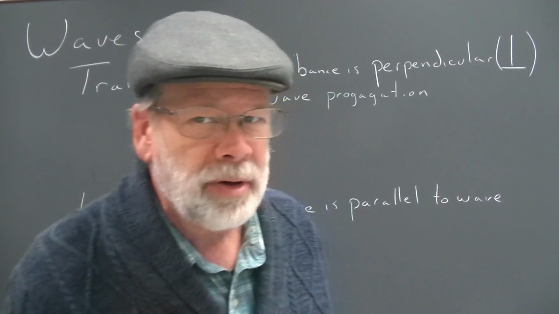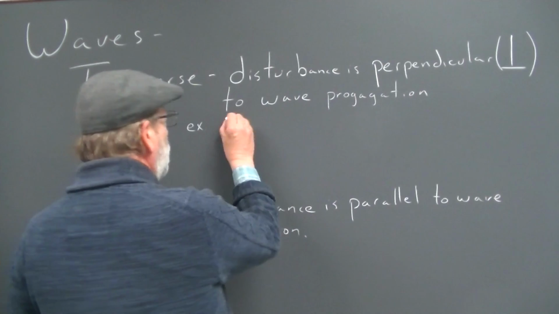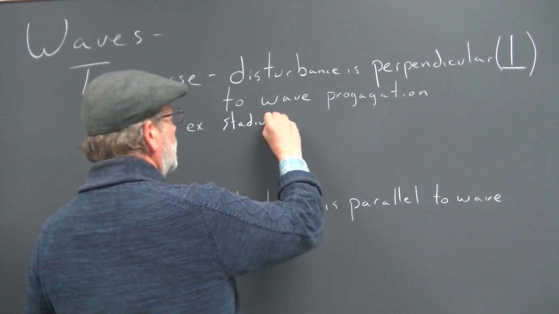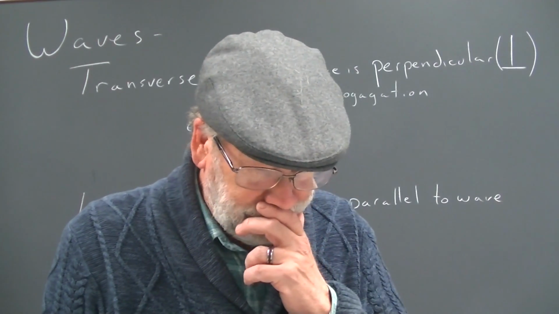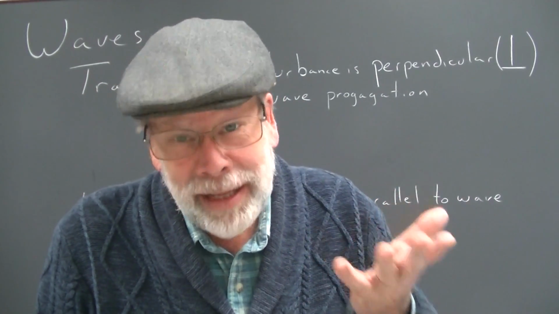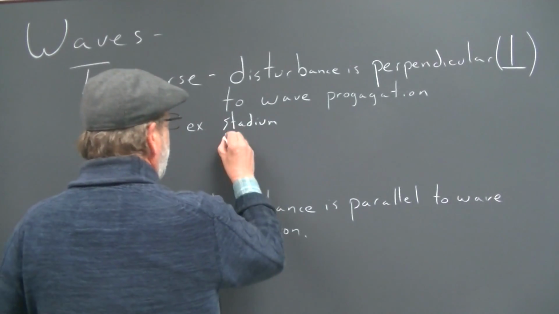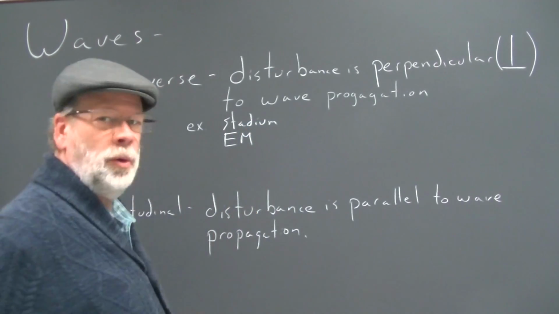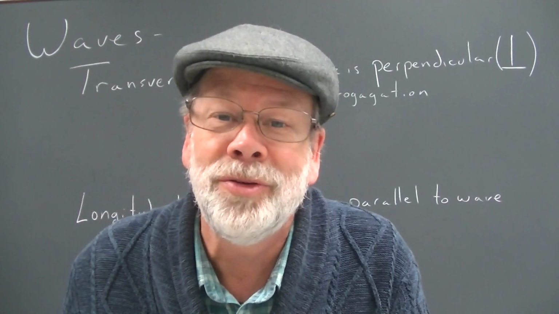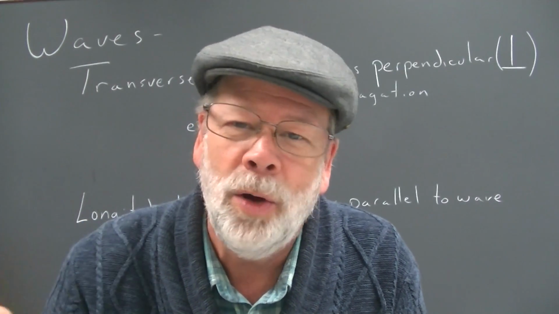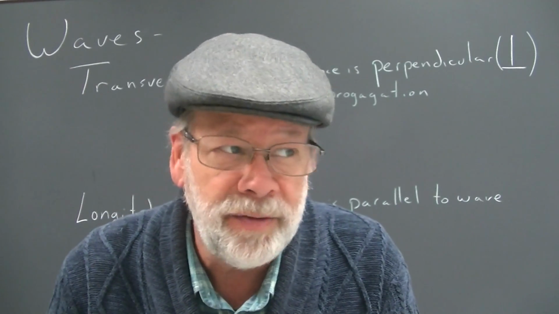All right, some other examples of transverse waves. So we have the stadium wave. What other examples do we have? Well, an electromagnetic wave is exactly a transverse wave. All right? So the electromagnetic wave, in other words, light and all its close brothers, radio waves up to gamma rays, all of those are transverse waves.